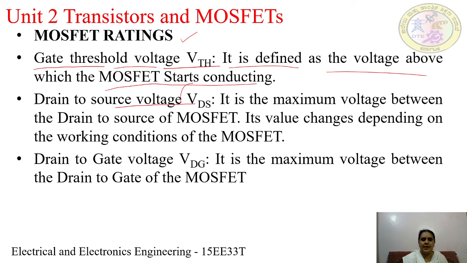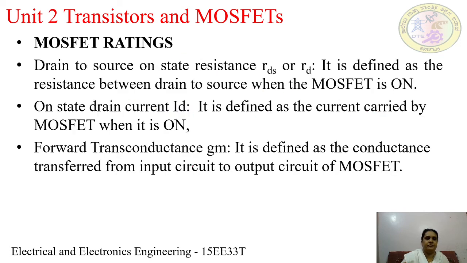What is the maximum drain to source voltage I can connect? It is defined as the maximum voltage that can be connected between drain and source for the proper working of the MOSFET. What is drain to gate voltage? How much voltage can be connected between the drain and the gate of the MOSFET? So what is the output resistance RD?